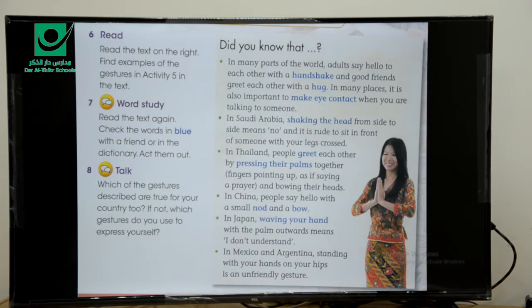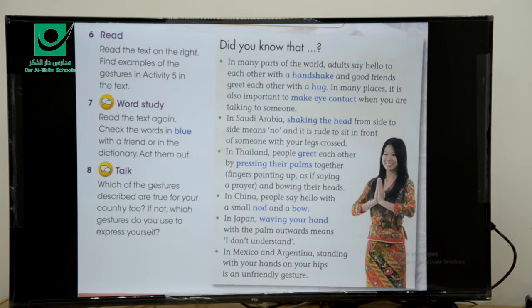good friends greet each other with a hug. In many places, it is also important to make eye contact when you are talking to someone. In Saudi Arabia, shaking the head from side to side means no, and it is rude to sit in front of someone with your legs crossed.